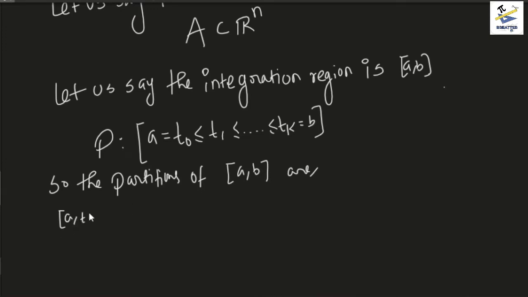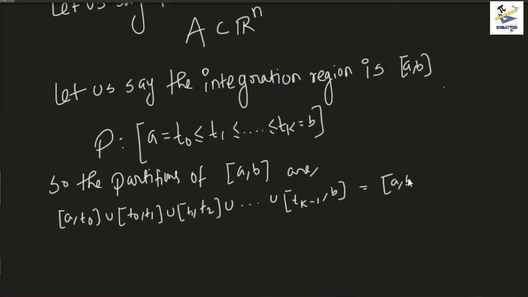So it's basically like this: the interval a, t naught union t naught, t1 union t1, t2 union, and all the way up to the union of tk minus 1, b, where b is basically tk, right? And here a is t naught, so this interval is basically a singleton. Anyway, this is what comprises a, b. So t naught to t1, t1 to t2, there are k intervals, so there are k subintervals.